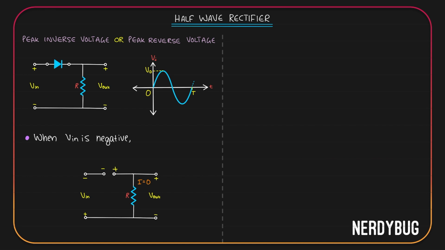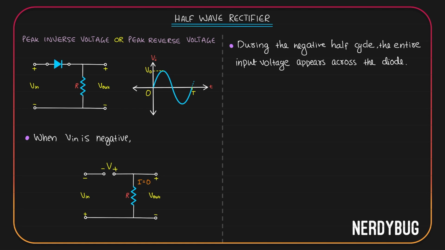Let's call the potential across the diode V. What is the maximum value V can get? V is equal to V input. So the maximum value V can get is the maximum value V in can get, which is V naught. Let us write this down. During the negative half cycle, the entire input voltage appears across the diode.